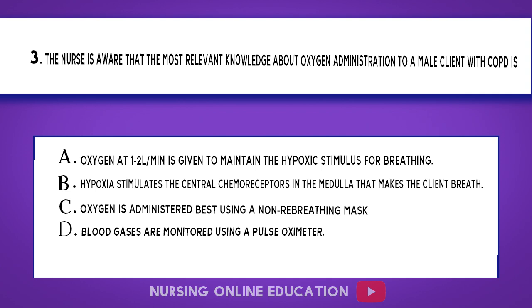3. The nurse is aware that the most relevant knowledge about oxygen administration to a male client with COPD is A. Oxygen at 1 to 2 liters per minute is given to maintain the hypoxic stimulus for breathing. B. Hypoxia stimulates the central chemoreceptors in the medulla that makes the client breathe. C. Oxygen is administered best using a non-rebreathing mask. D. Blood gases are monitored using a pulse oximeter. The answer is option A. Oxygen at 1 to 2 liters per minute is given to maintain the hypoxic stimulus for breathing.